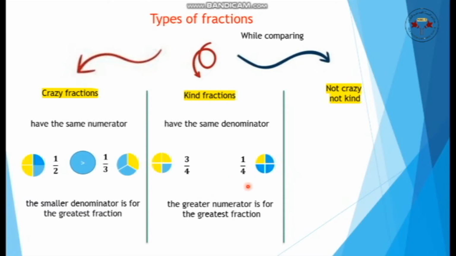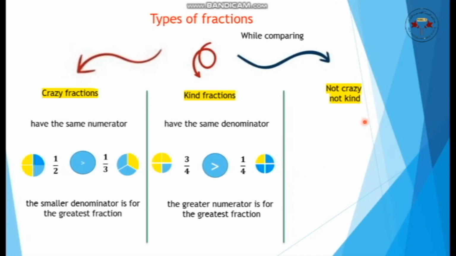So in the kind fractions, the greater numerator is for the greatest fraction. So the greater numerator, the 3, is for the greatest fraction, which is 3 over 4. So right now 3/4 is greater than 1/4.